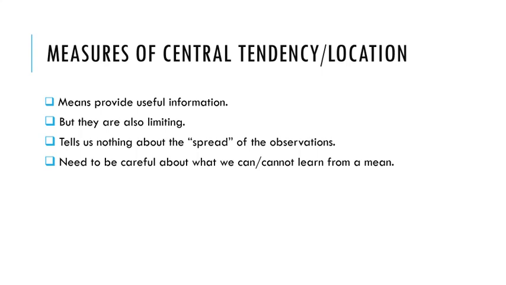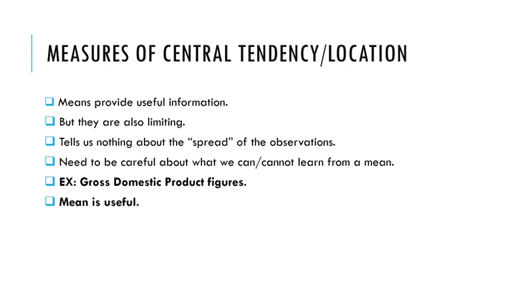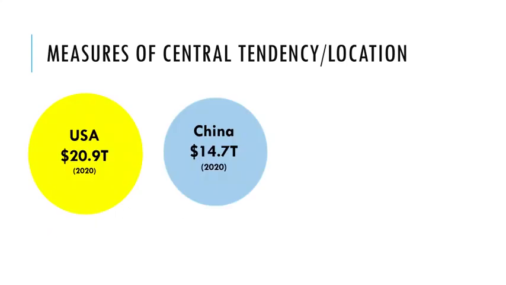So it's really important that we be careful about what we can and cannot learn from a mean. Even though you're going to be doing some very basic things, maybe calculating a mean for some data as part of a project, I might ask you to tell me what that mean does and does not tell your client. So we want to be able to articulate carefully. One example that I want to show you is with respect to gross domestic product figures, GDP. It's true that the mean is useful, but it's also not going to tell me the whole story.